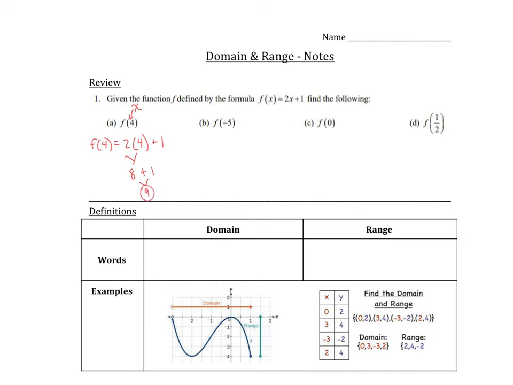All right, you're going to try B through D on your own. Go ahead and pause the video and do those on your own. All right, so hopefully you paused the video and tried those out on your own. So the first one, B, you're doing f of -5, just plugging in -5 and you should get -9. For f of 0, you should have gotten 1, and then for f of 1/2, when you plug that in, you should get 2. So check your answers there, see if you did them right, and then we're going to move on to domain and range today.